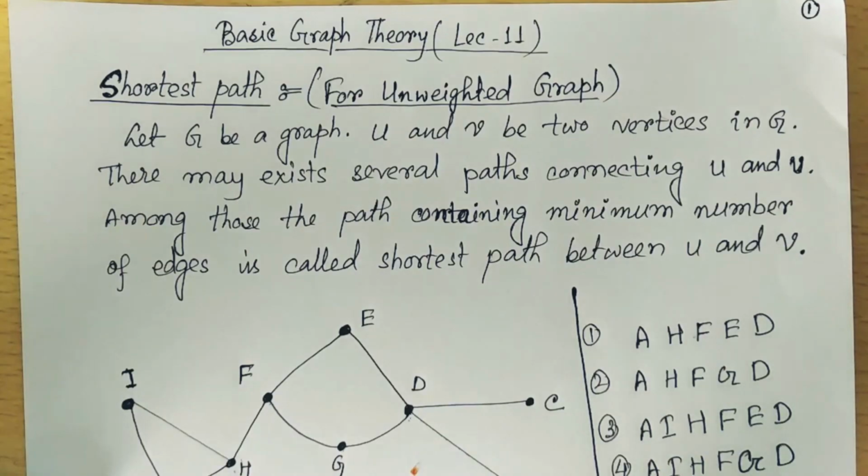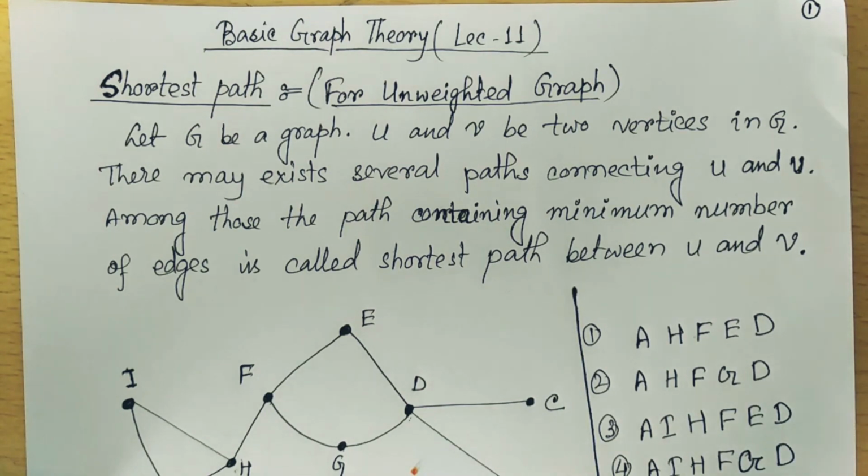Hello friends, in this video we come to know about shortest path and its algorithm. So path, we know what is path. Path is the combination of vertices and edges, where no vertex is repeated more than once. Now shortest path means what?